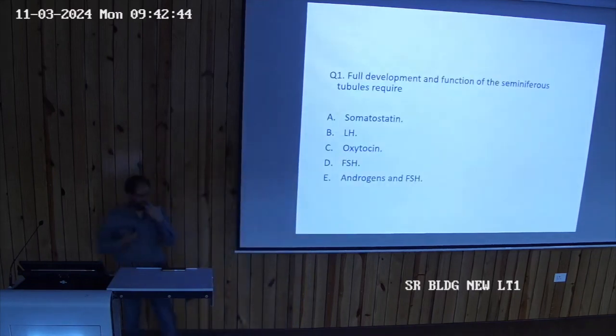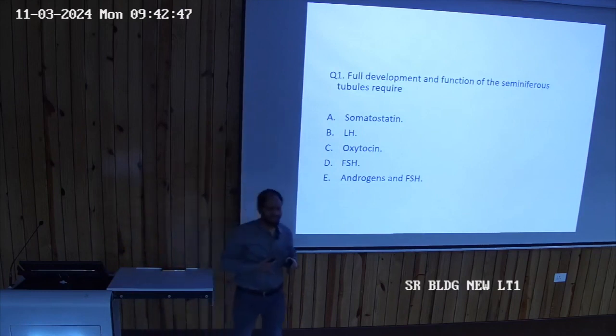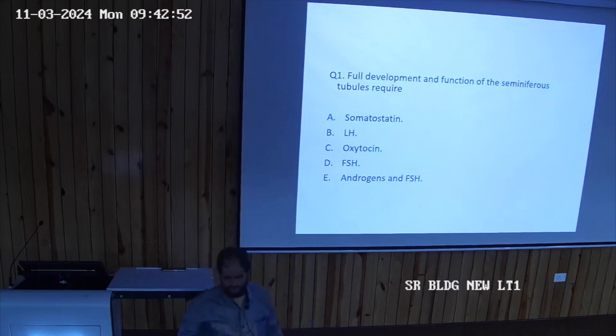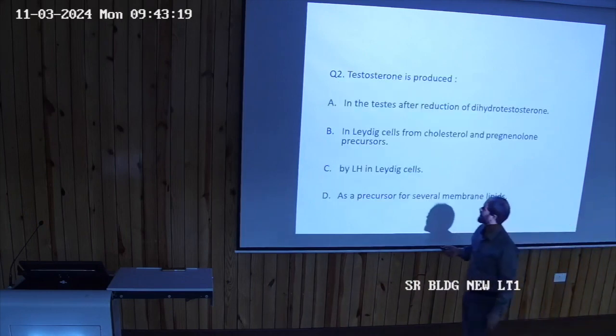So there are some questions which we have covered from the initial classes. Can you answer these questions? Full development and function of the seminiferous tubules requires somatostatin, LH, oxytocin, FSH, androgen and FSH. What is the best possible answer? A, B, C, D? Which one? D. E. Yes, correct. E is the best appropriate answer: androgen and FSH. You require both of these.